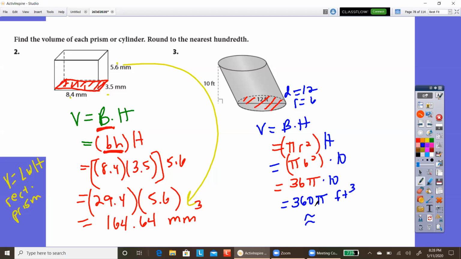If they ask you for exact, you leave it in terms of pi. If they ask you for approximate, you plug in an approximation for pi. The more digits, the better. So it approximately rounds to 1131.0 cubic feet. Okay? Let's step it up.